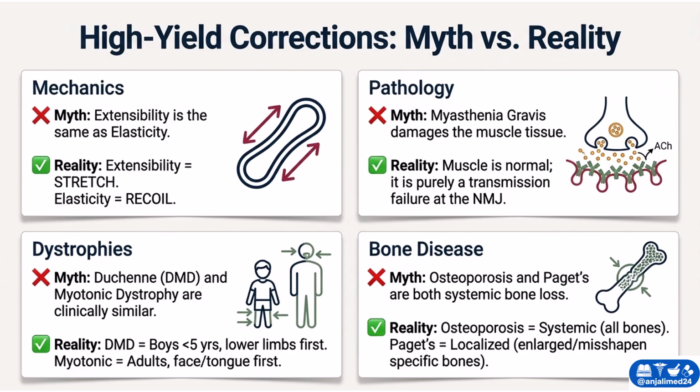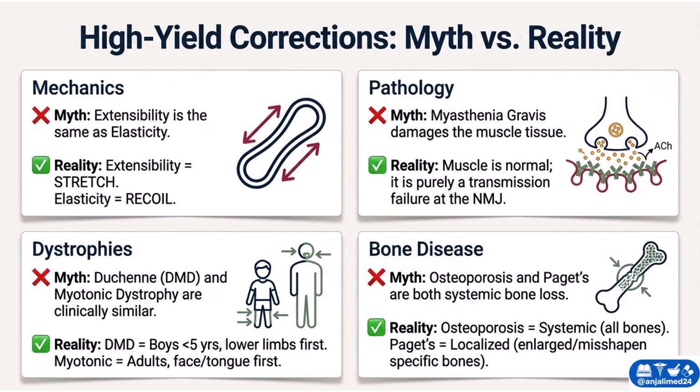Now let's move to the muscular dystrophies. Students often confuse Duchenne muscular dystrophy and the myotonic dystrophy, but clinically they are very different. Duchenne muscular dystrophy usually affects young boys below 5 years and weakness starts in the lower limbs. Myotonic dystrophy commonly affects the adults with facial and tongue muscles involved early.